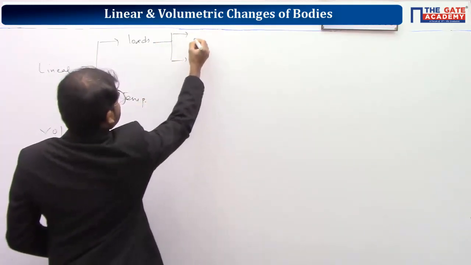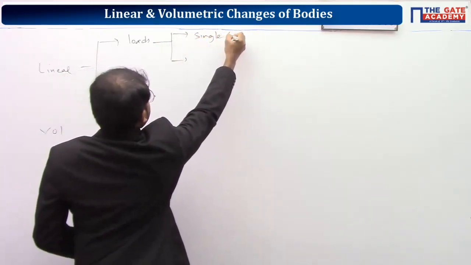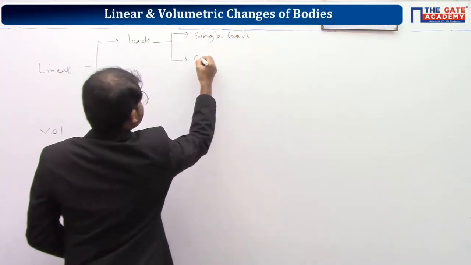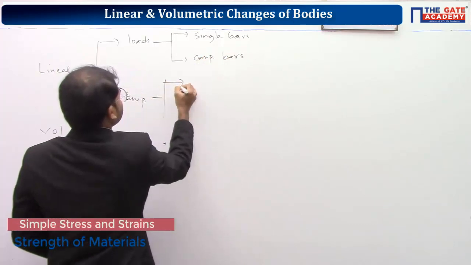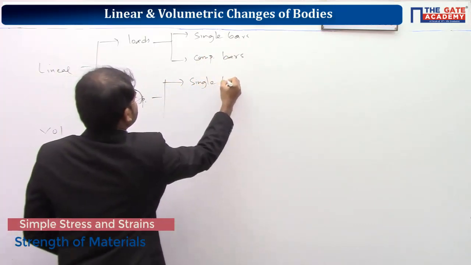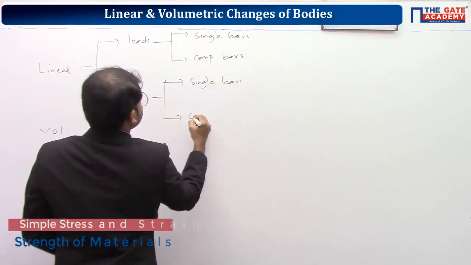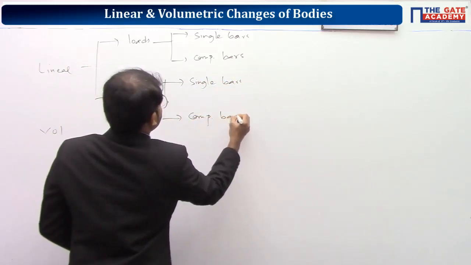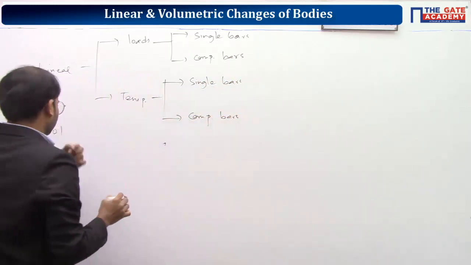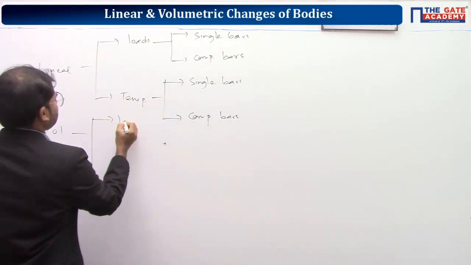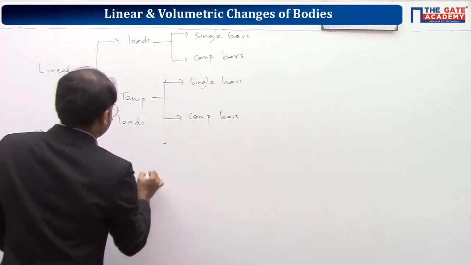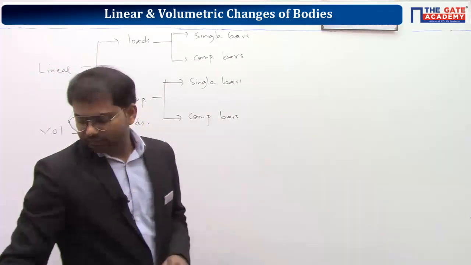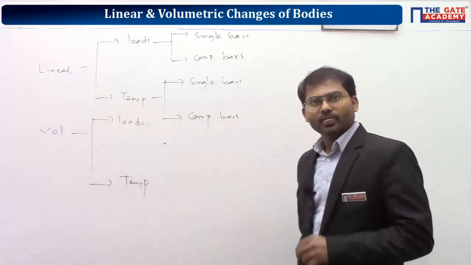Here again, first of all, we'll see about single bars, then we see composite bars. Okay, so here also in volumetric change, we'll see regarding the loads, and then we see regarding temperature change. Clear?